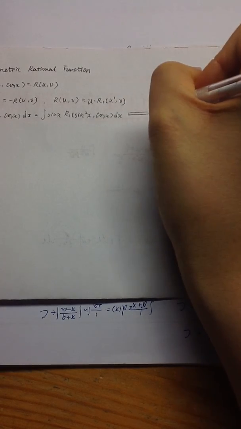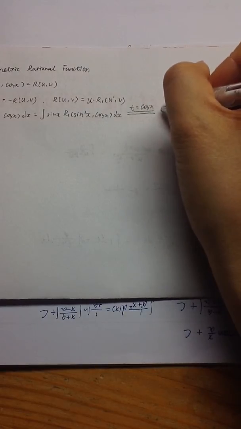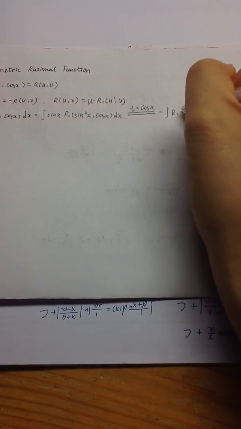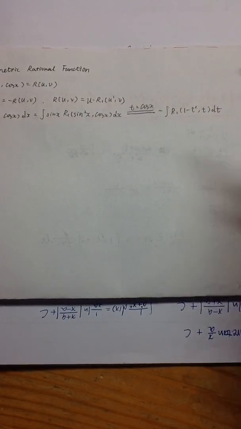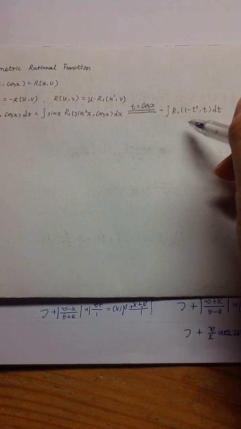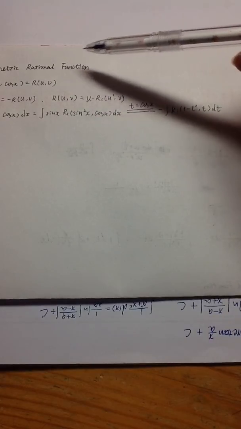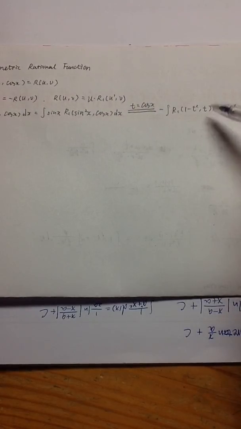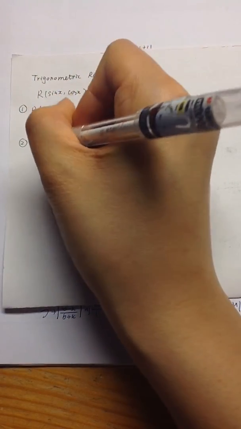Now we can make a substitution. Let t equal cosine x, so we get negative R_1 like this. By doing so, we can transform the integral of a trigonometric function into the integral of a rational function of t.